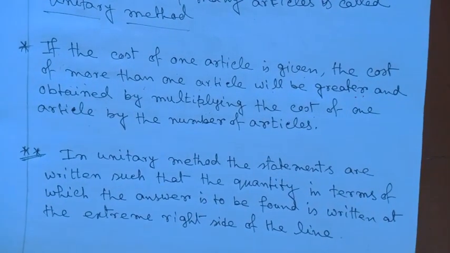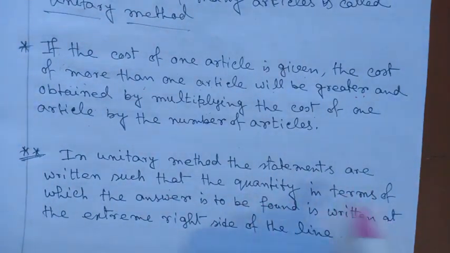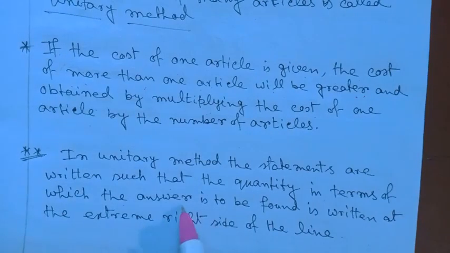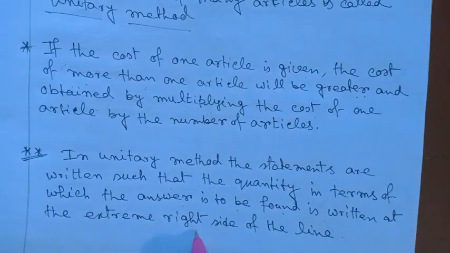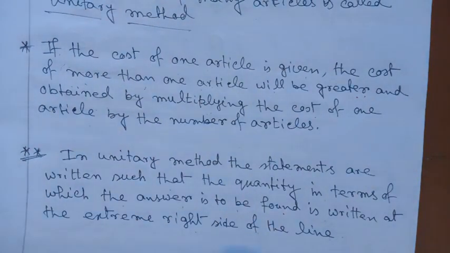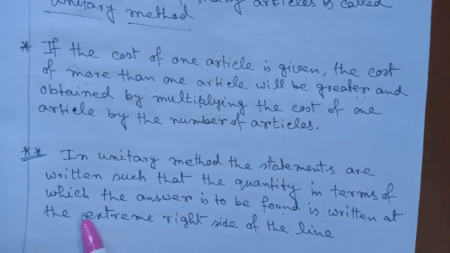Another thing for using the unitary method, you must remember it. In the unitary method, the statements are written such that the quantity in terms of which the answer is to be found is written at the extreme right side of the line. I repeat once again. In the unitary method, the statements are written such that the quantity in terms of which the answer is to be found is written at the extreme right side of the line.